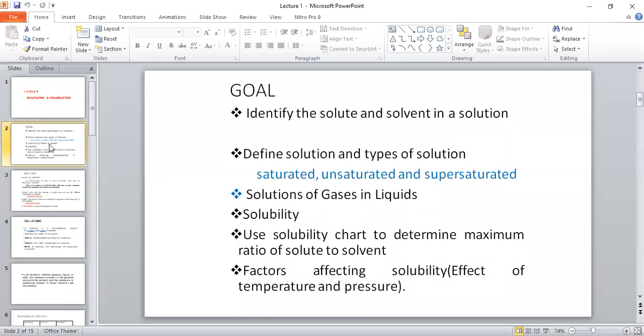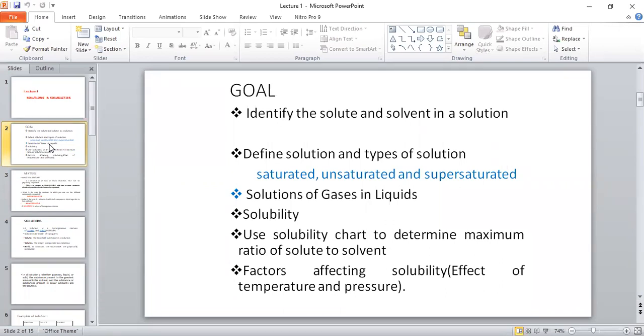So here we have a goal, what we want to achieve at the end of this lecture. At the end of this section of CHM 121, we expect you to be able to identify the solute and solvent in a solution. We also expect you to be able to define solution and know the different types of solution, such as saturated solution, unsaturated solution, and supersaturated solution.